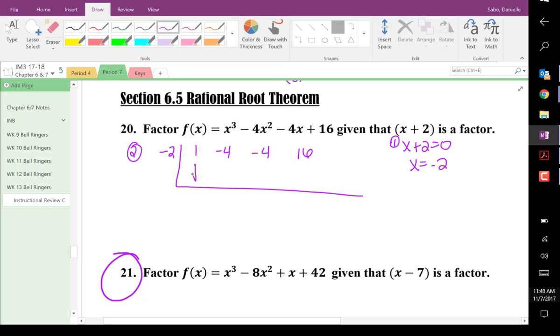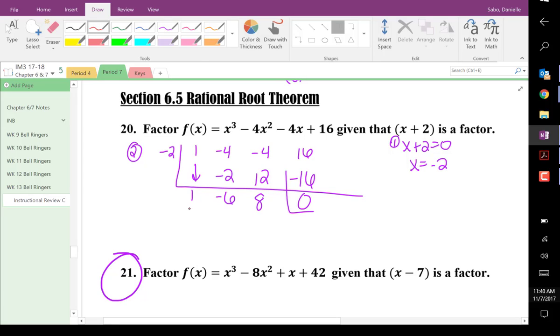So very good. I'm going to bring down the 1. I have -2 times 1, which is -2. I'm going to go by this fast because this part should be quick. -4 minus 2 is -6. What's -2 times -6? Careful with your signs. 12. Add straight down, I get 8. -2 times 8 is? Good. And I get this 0, which is great.